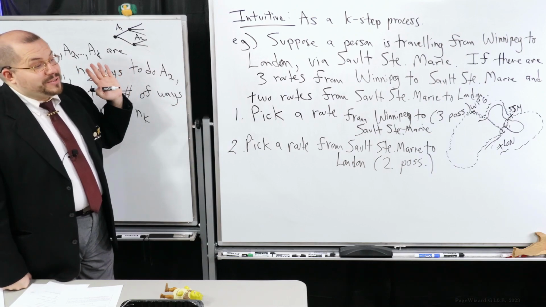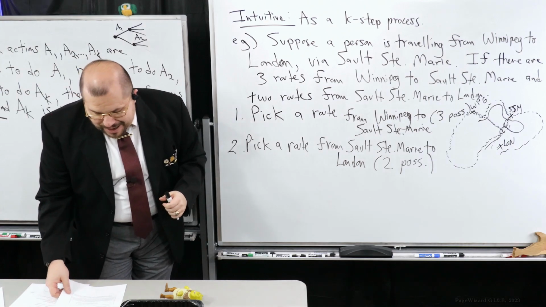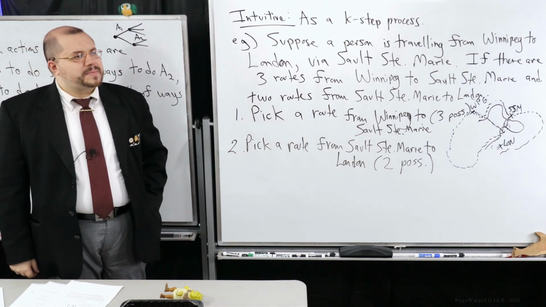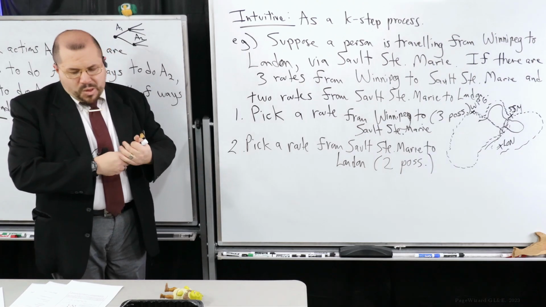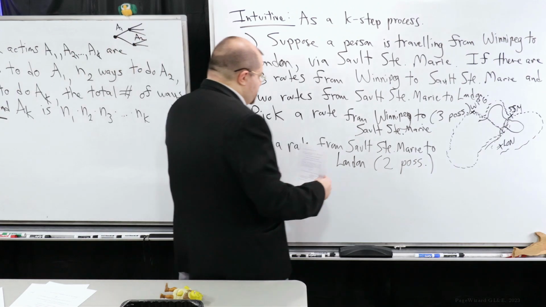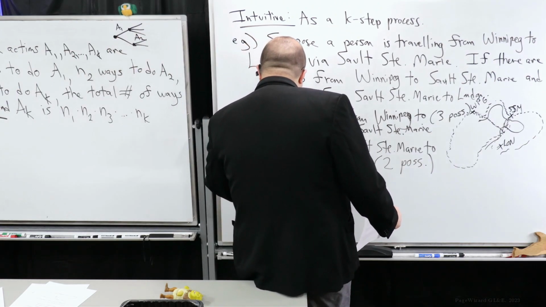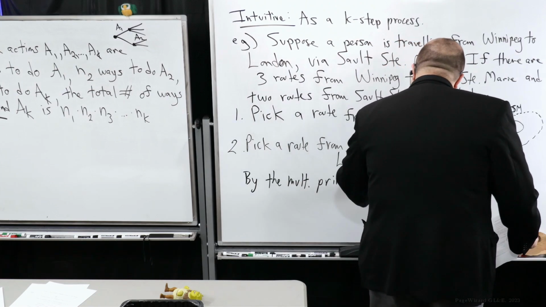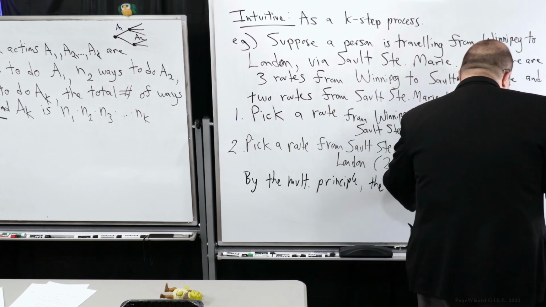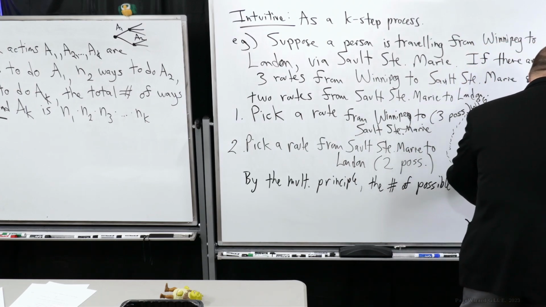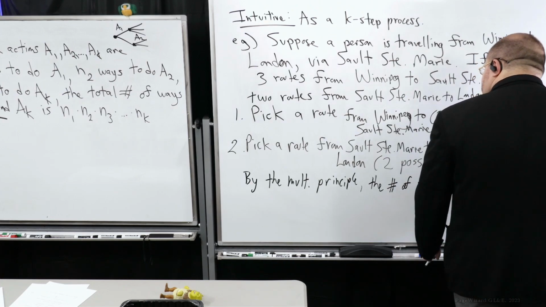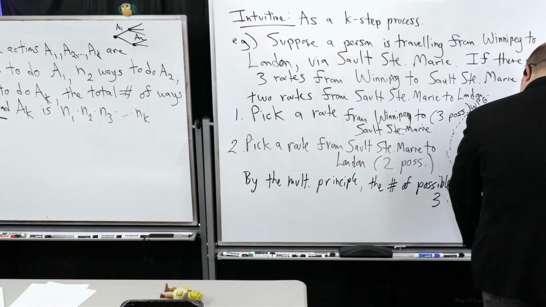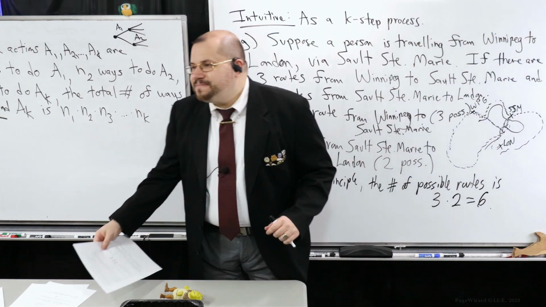So notice that I'm going to use the multiplication principle here. And now, how many possible routes are there? Well, it's a piece of cake if you know the multiplication principle. By the multiplication principle, the number of possible routes is, well, we have 3 possibilities from Winnipeg to Sault Ste. Marie, and then 2 possibilities from Sault Ste. Marie to London. So we have 3 times 2, which equals 6. Piece of cake, right?